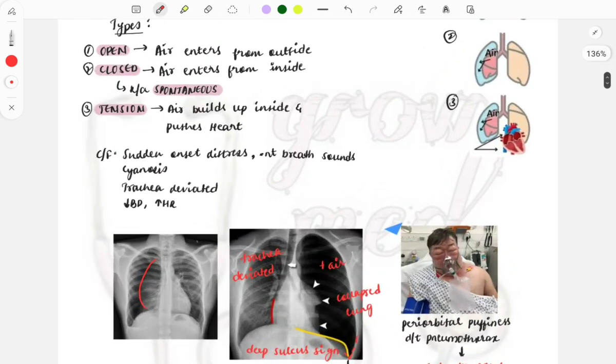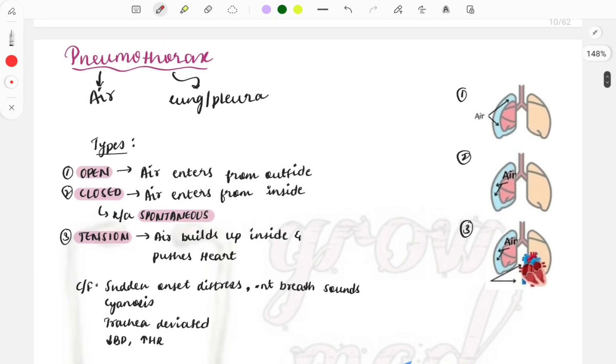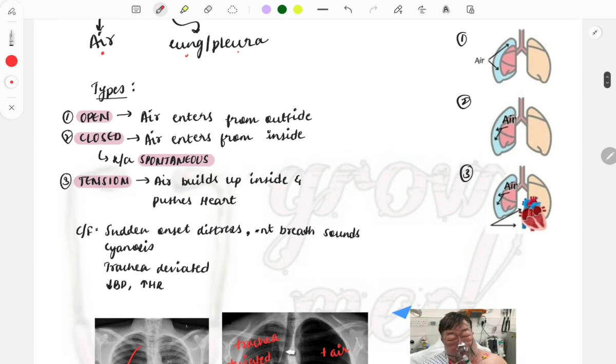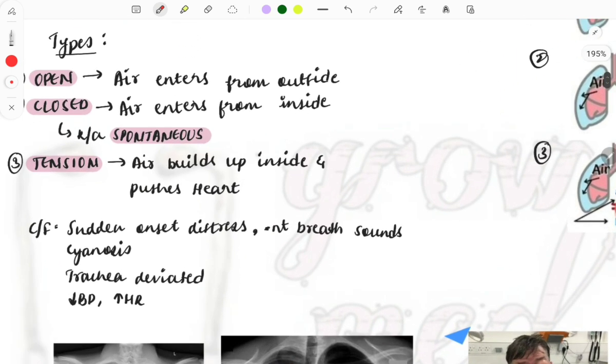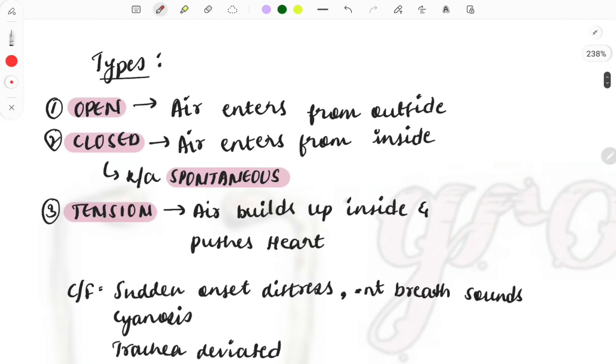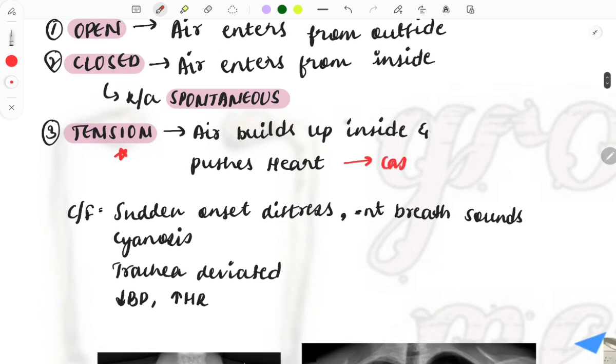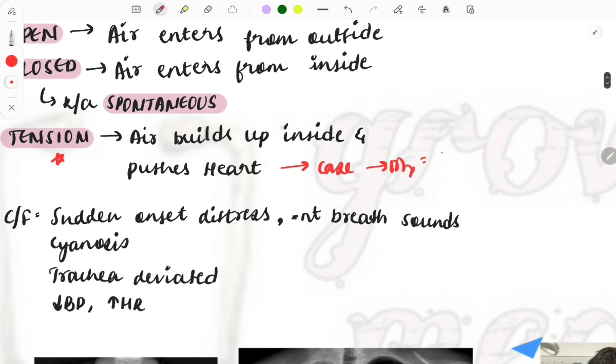Then moving on to another very important topic, that is pneumothorax. Pneumothorax means air which is filled in the lungs and the pleura. There are three types: open, closed, and tension. The tension type is very important, and questions are asked describing a case of tension pneumothorax, and they will ask the management. We all know that management is ICD insertion at the fifth intercostal space.